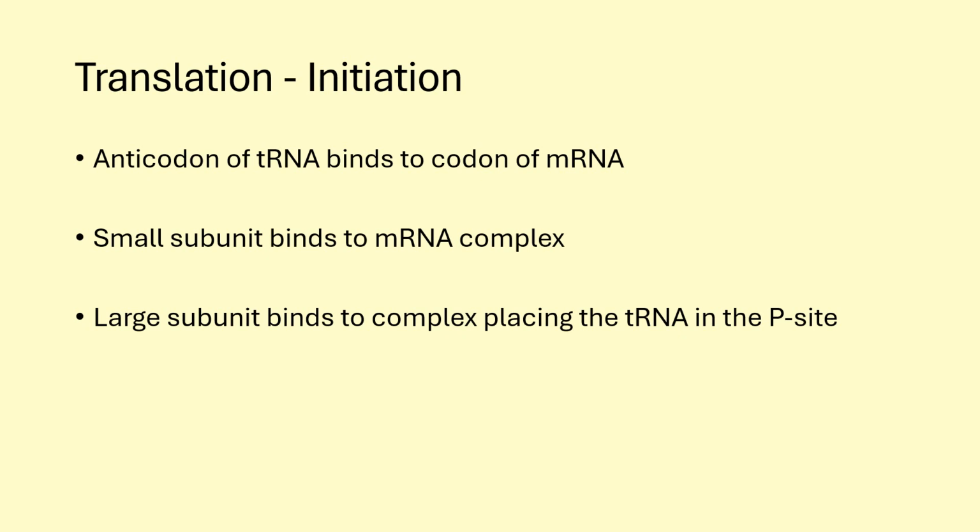So, initiation. You're going to have 3 steps with translation: initiation, elongation, and termination, just like what we had with transcription. In initiation, the anticodon region on the tRNA is going to bind to the codon region of the mRNA. So you've got anticodon binding to codon. The small subunit is also going to come in and bind to the mRNA. Then the large subunit will come in, because remember they're usually separated. The large subunit comes in and places your tRNA in an area known as the P site.